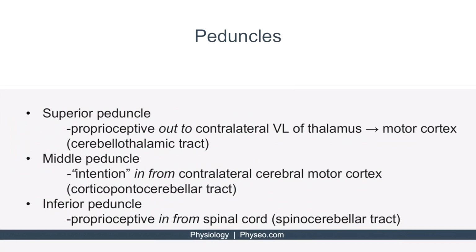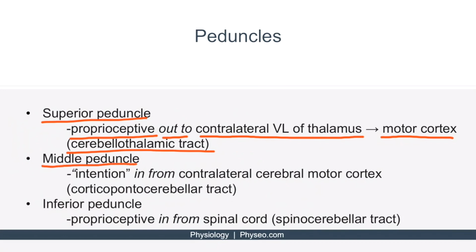So now let's review the peduncles. The superior peduncle will send proprioceptive information out to the contralateral VL of the thalamus. And from that VL, it will send information to the motor cortex. And this is called the cerebellothalamic tract because it goes from the cerebellum to the thalamus and then finally the motor cortex.